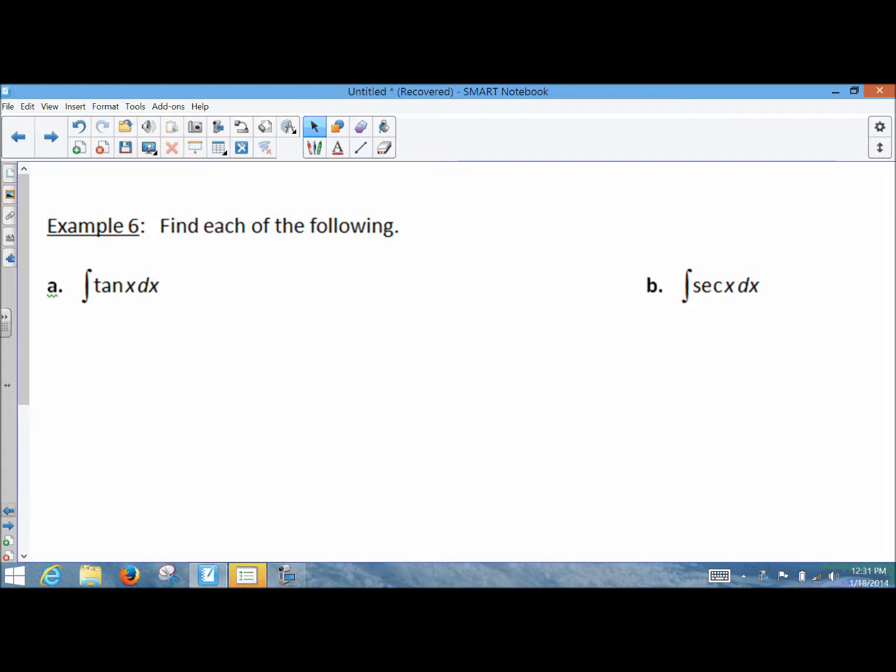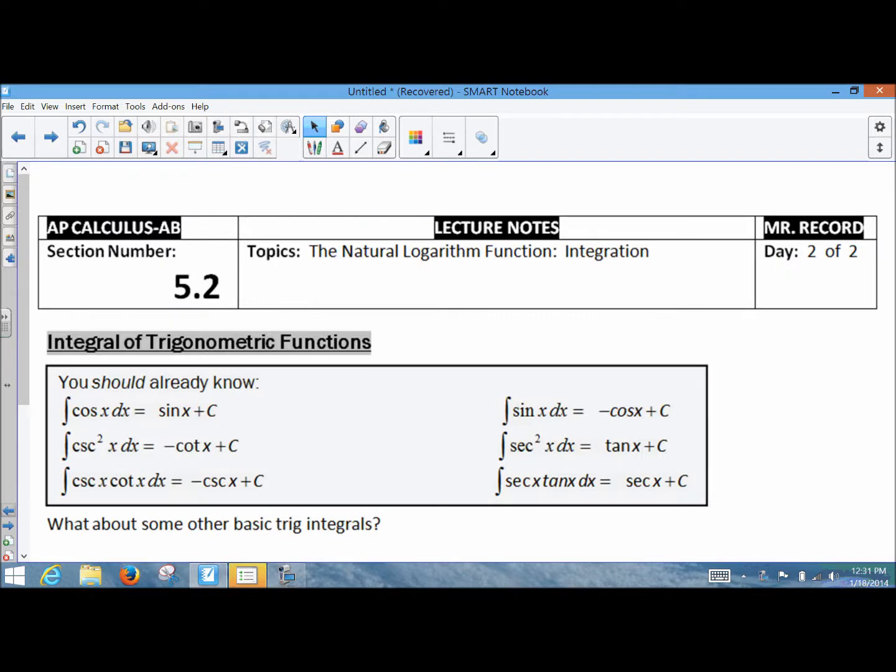But first, I want to go back and remind you, if you're watching this video, it's probably likely that you've already been exposed to what we know to be the 6 basic trig antiderivatives. And you do need to memorize these. It's extremely important to be an effective calculus student, but I don't think you have as much work to do as some of you might think.